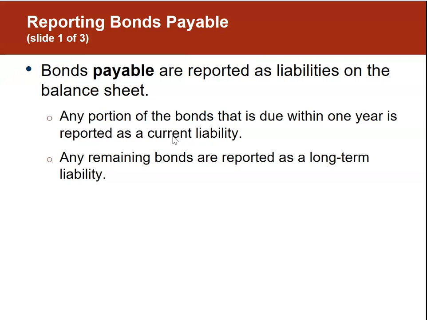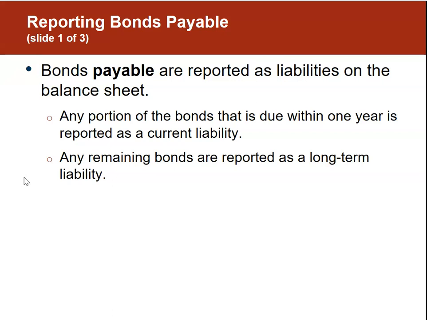Okay, now the difference between bonds and a note payable is that generally speaking, a bond is either or. It's not both. Okay, so if we have a 10-year bond issue, for the first 9 years, it's a long-term liability, and then for the last year, it is a current liability.